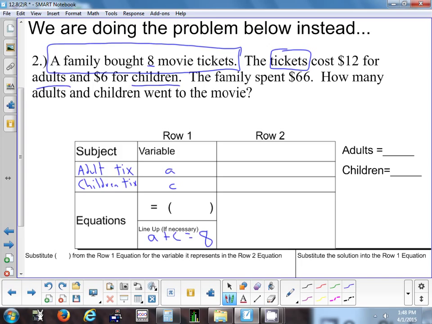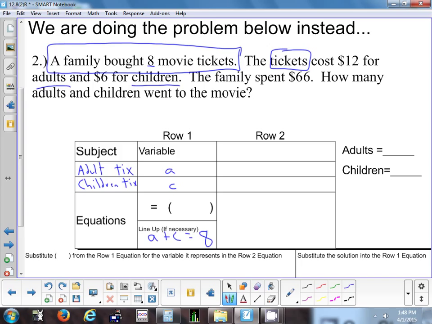Not money. This row has nothing to do with money or percent or anything like that. This is like we've done all this week. It's just going to be a single letter, a single variable. All right. So A plus C equals 8.